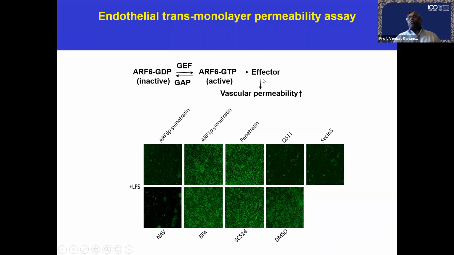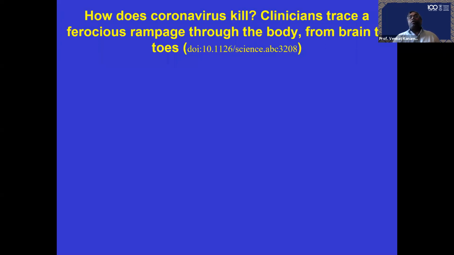When it's activated to effectors, it increases vascular permeability. When you use the OFF6 specific inhibitor of this, QS11, SECIN-H3, we can see the inhibition of vascular permeability, indicating that this pathway is specifically required for vascular permeability.